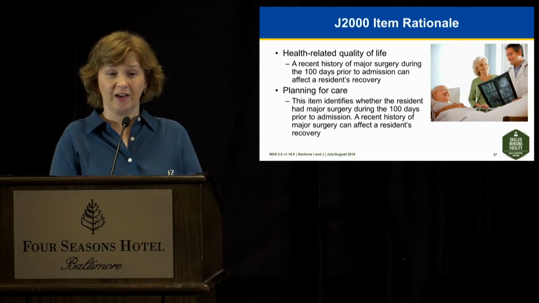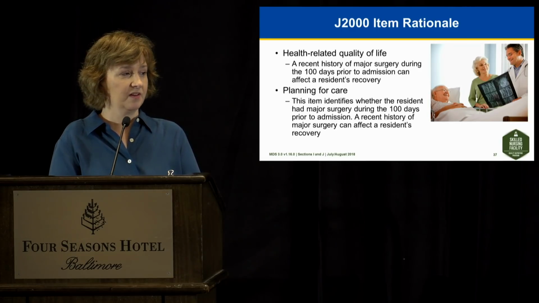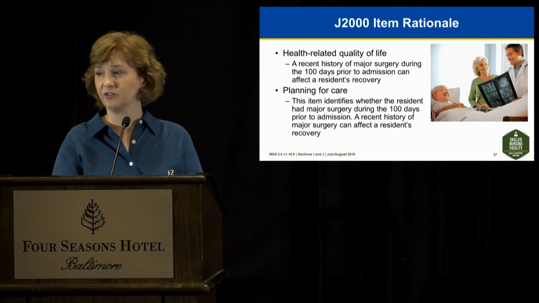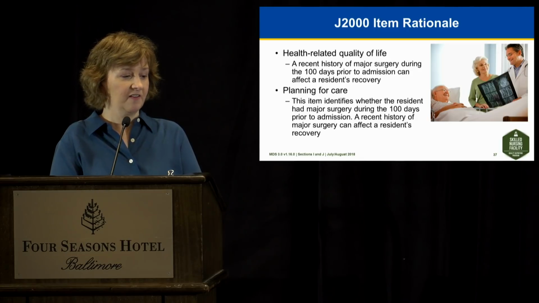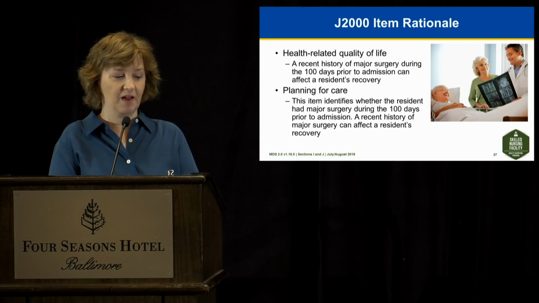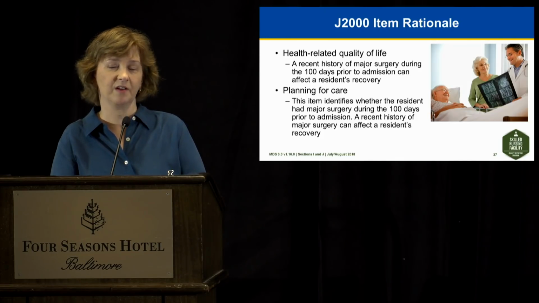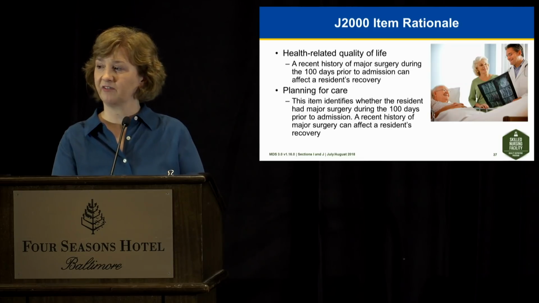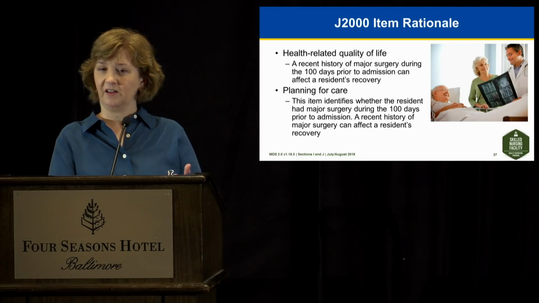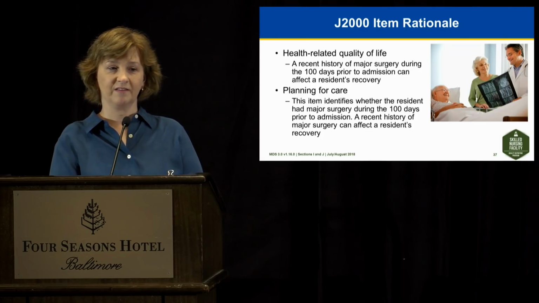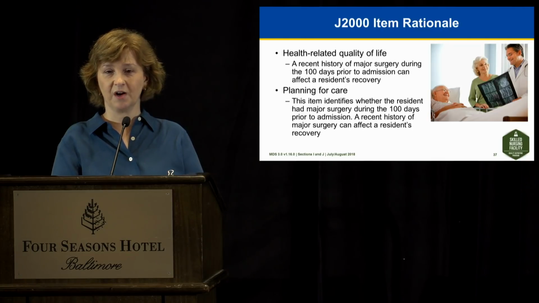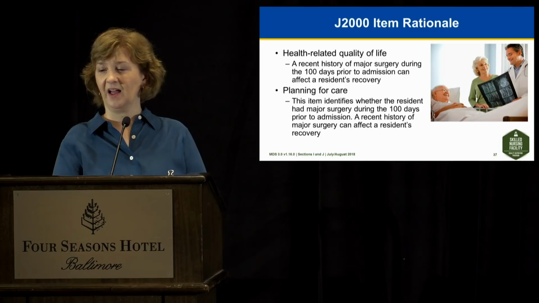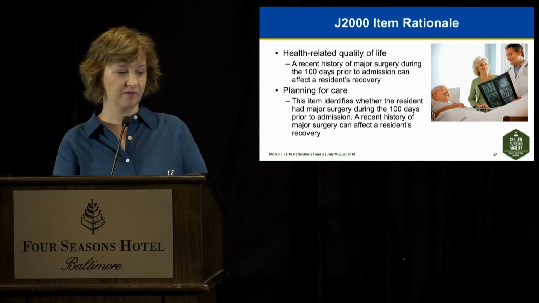So in terms of the rationale, this was added because a recent history of major surgery during the 100 days prior to the resident's admission to the skilled nursing facility can affect the resident's recovery. This item can be used for care planning as it affects the patient's or the resident's recovery. And as I mentioned before, as part of the adoption of the functional outcome measures, our analyses found that individuals who had had prior surgery in the 100 days prior to a post-acute care stay had different outcomes if they had surgery or not, and so it is a risk adjuster.